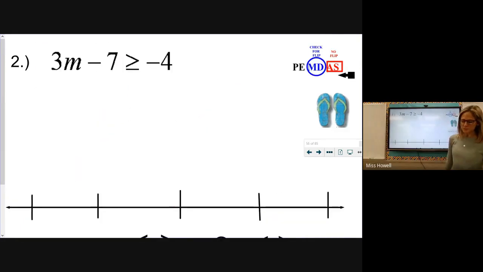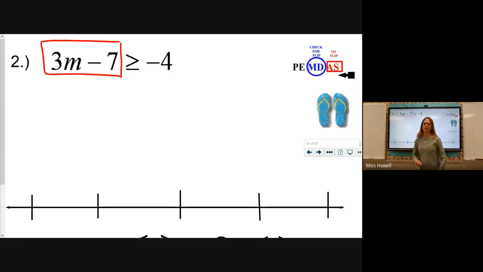All right, number 2. I want to solve 3m minus 7 is greater than or equal to -4 for the variable m. Again, our variable m is here in front of our greater than or equal to symbol, so that's the side we want to focus on. I'm going to cover my entire term that has m. What I can still see in my box would be a subtract 7. That's what we need to do the inverse of first by adding 7 to both sides.